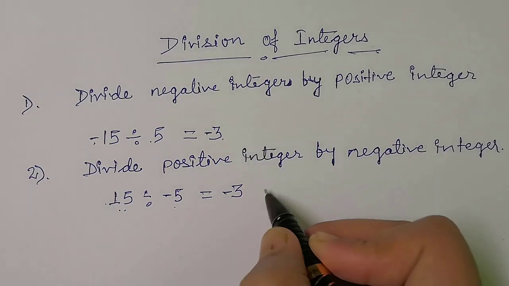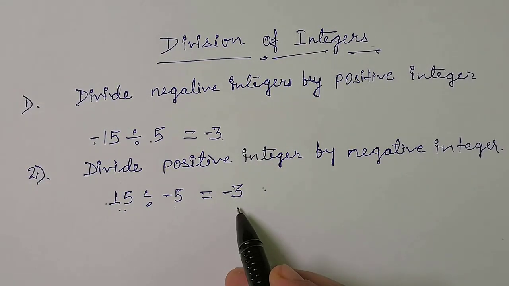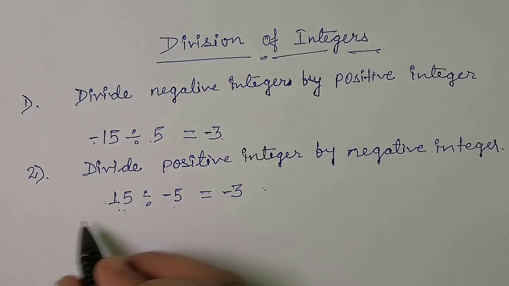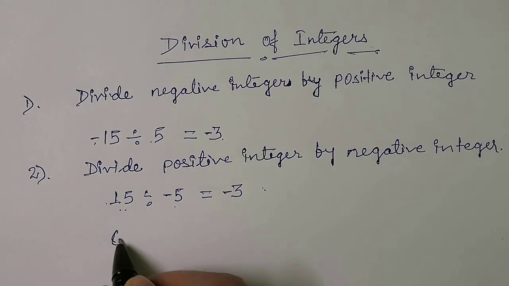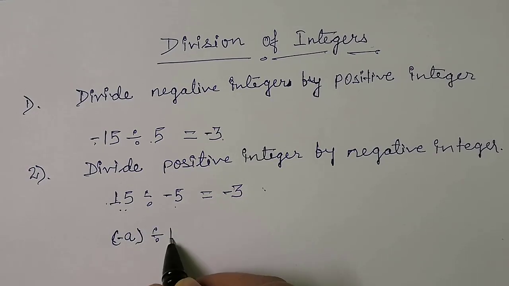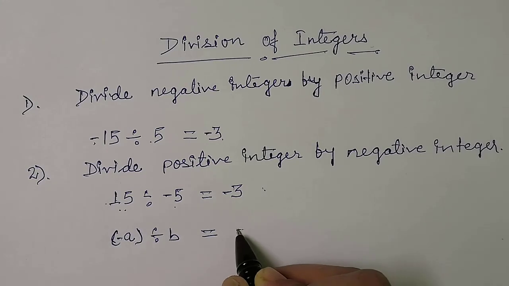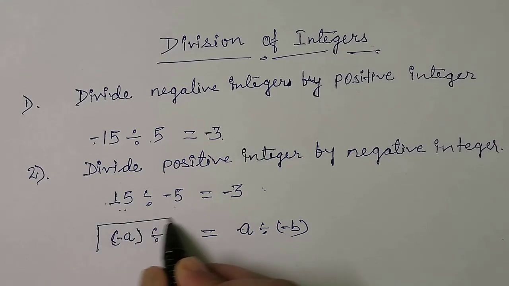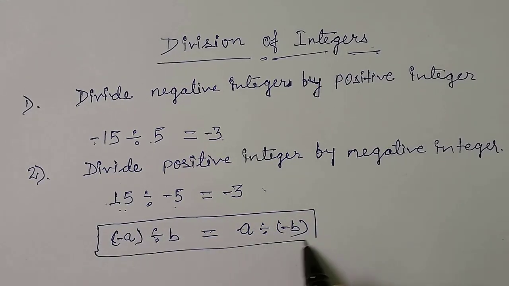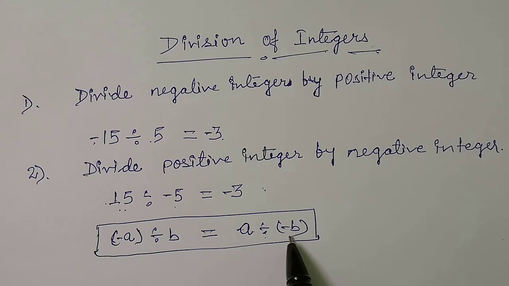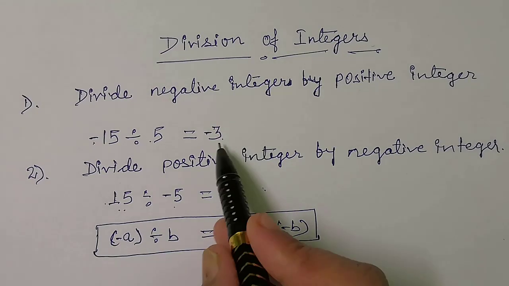Now see both situations. In both situations you are getting the same quotient. This is our conclusion: minus a divided by b is equal to a divided by minus b. Understood, students? It means if we divide minus a by b or we divide a by minus b, in both conditions we will get the same quotient.